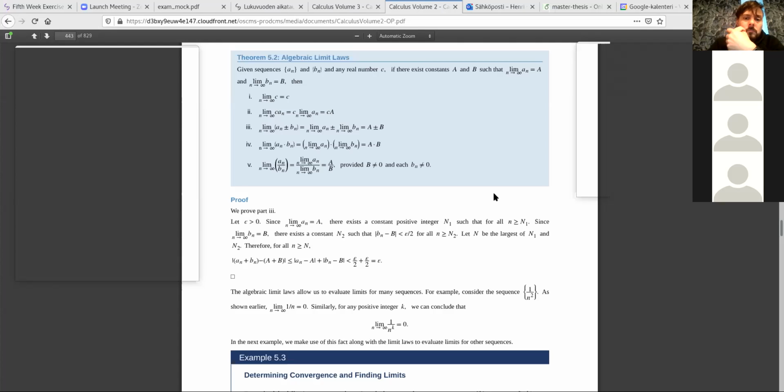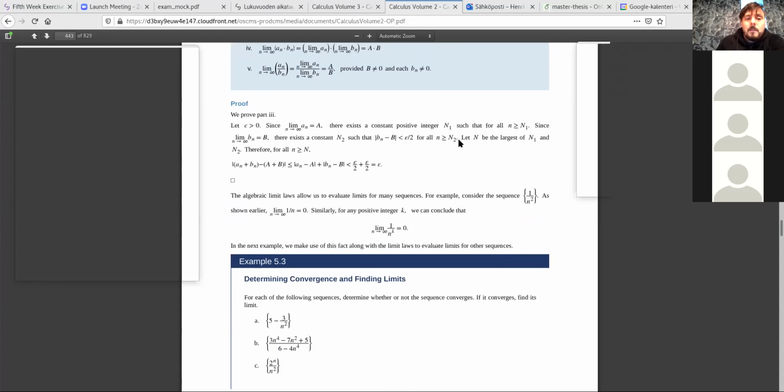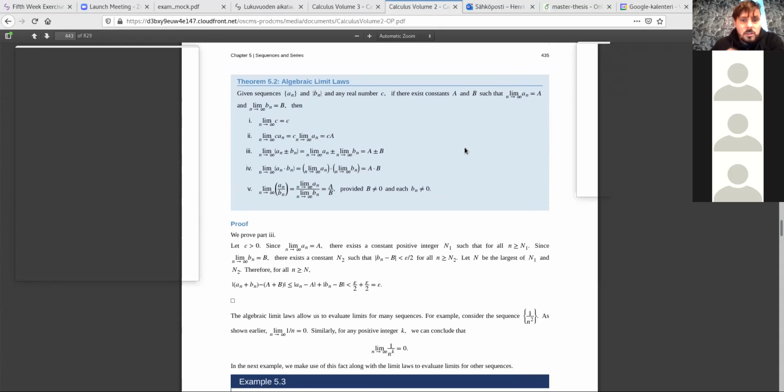So these limit laws allow us to evaluate many sequences. The limit of 1 over n as n approaches infinity is 0. The limit of 1 over n to the k is likewise 0. It's just the product of k factors of 1 over n, all of them 0. These shouldn't be surprising. I would urge you to compare these with the limits in terms of functions.